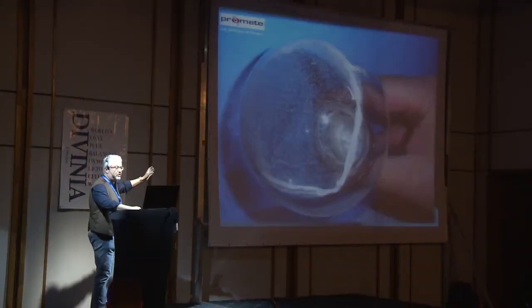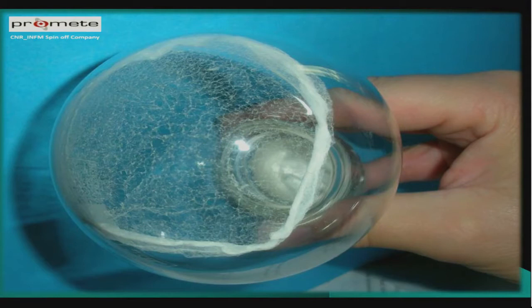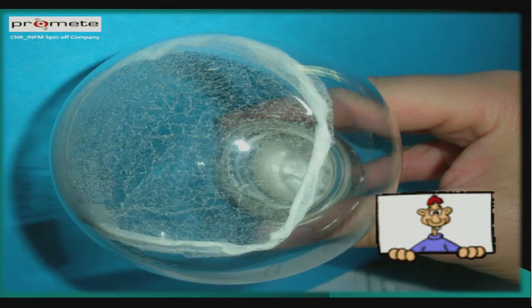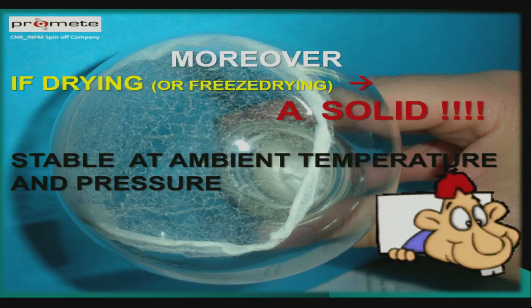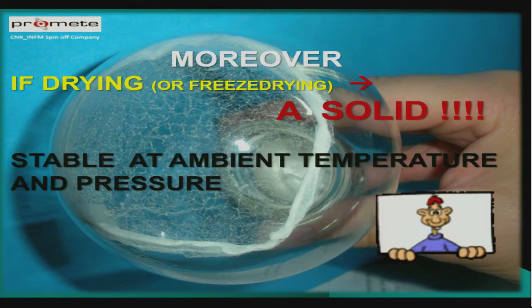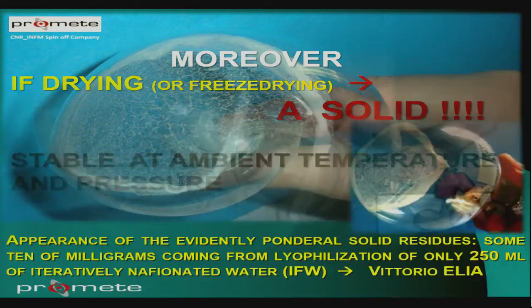This is what you can see. This is what it is possible to see after lyophilizing 200 milliliters of naphionated water, that is pure after every measurement, and this is the solid ponderal residue that remains. It is really impressive. But now we are sure that this is not impurities at all. So we have this solid that is, in particular, stable at ambient temperature and pressure. Not only that, it is very stable.